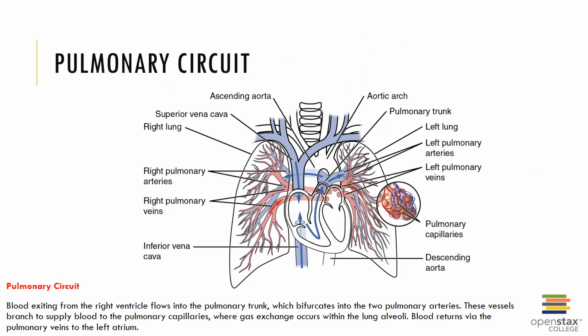The pulmonary circuit is shown here and demonstrates how the blood exits from the right ventricle, flows into the pulmonary trunk, into the two pulmonary arteries, both right and left, and those vessels branch out to the various pulmonary capillaries. Ultimately, gas exchange occurs in the terminal portions, the lung alveoli. Blood then returns to the heart via the four pulmonary veins into the left atrium.